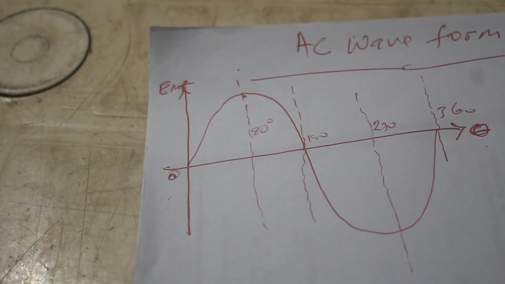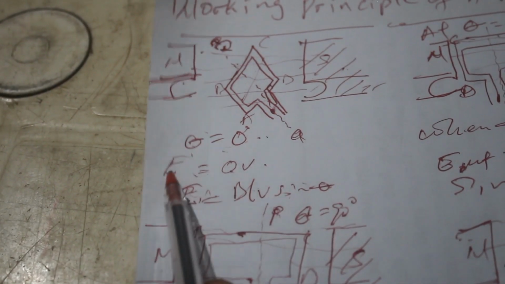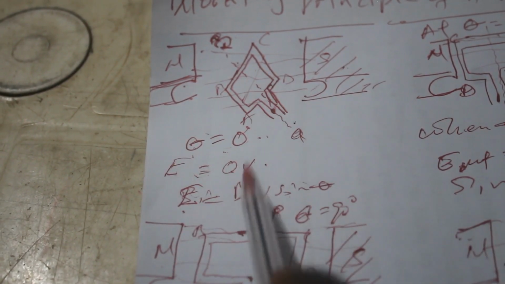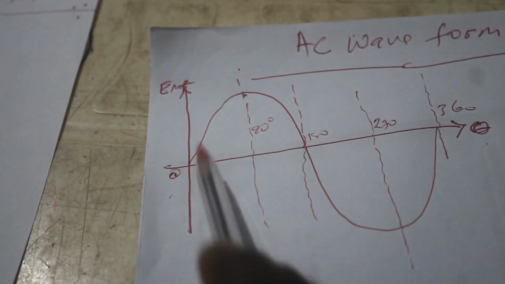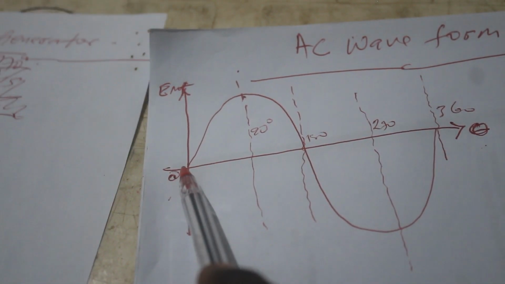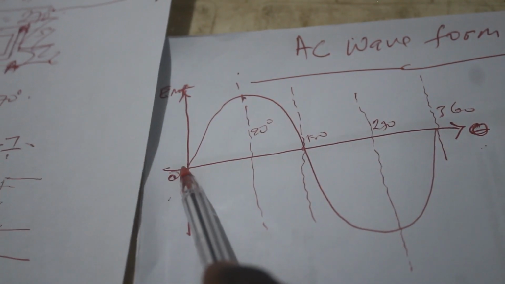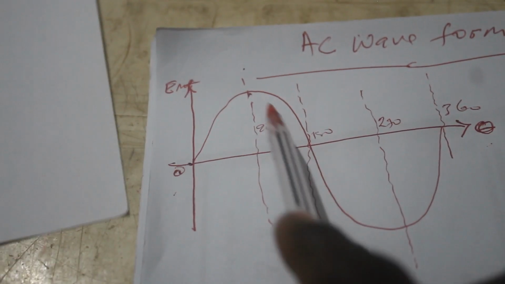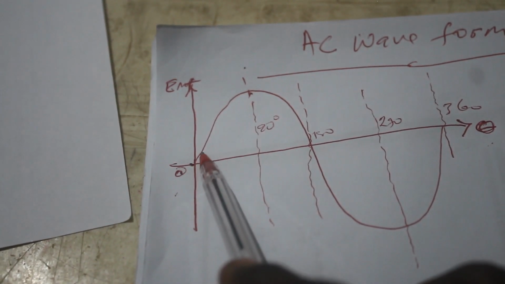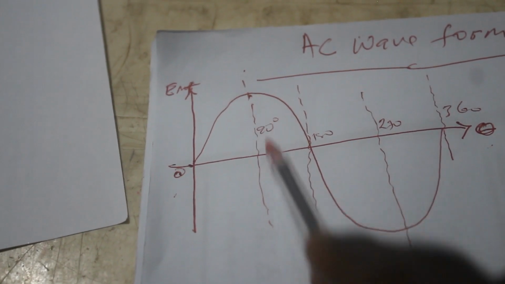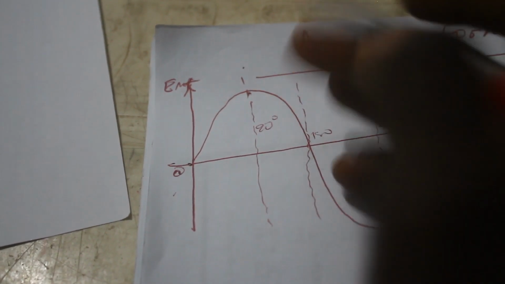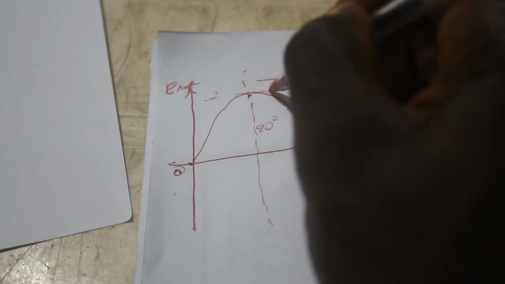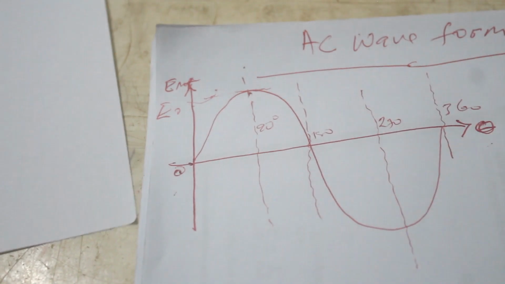According to what we did the other time, we said the induced EMF at 0 degrees is 0, and that's what you have here. At 0 degrees, the induced EMF is 0, minimum. And then, as the phase angle changes to 90 degrees, we said the induced EMF is maximum. And that's exactly what you see here. As the phase angle rises to 90 degrees, the induced EMF is maximum. It peaks here. So here is E naught.